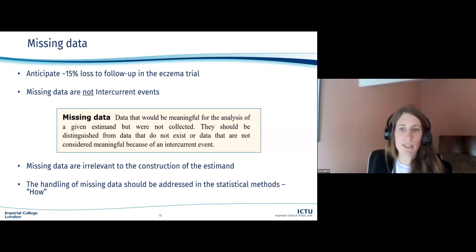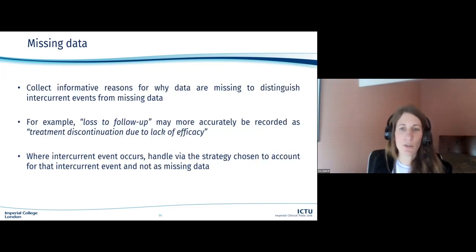Rather, the handling of missing data should be addressed in the statistical methods under the how, not under the what. So for this reason, in any trial like the eczema trial, it's important that in trial design, we plan to collect informative reasons for why data are missing so that we can distinguish the occurrence of the intercurrent events from the missing data. For example, loss to follow-up might actually be better recorded as treatment discontinuation due to lack of efficacy in some cases. Now, where treatment withdrawal has been identified for a patient who's got missing data, then they can be handled through the strategy chosen to account for that intercurrent event, and not as a general missing data problem.